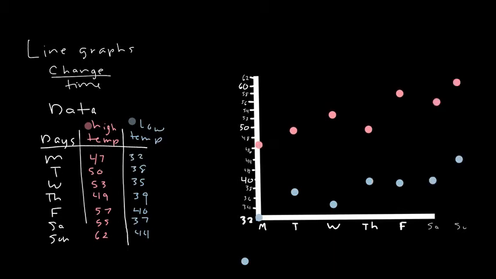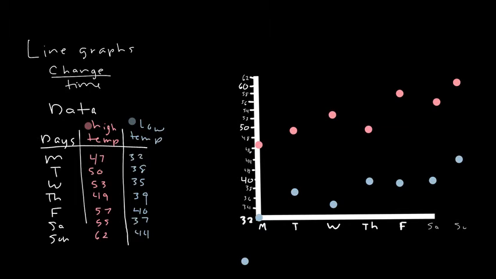Now, there's a couple of things I can do from here. The simplest is just to connect these dots. So I'm going to connect these dots in order, and that's going to show me a trend over time, in this case the trend of the temperature over a week. So this shows me that throughout the week, it generally got warmer.